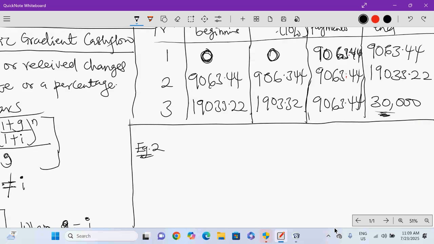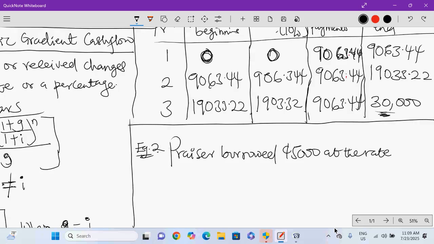Okay. Any questions? Okay. All right. Let's take an example. Fraser borrowed 5,000 cedis at the rate of 10% for 3 years.